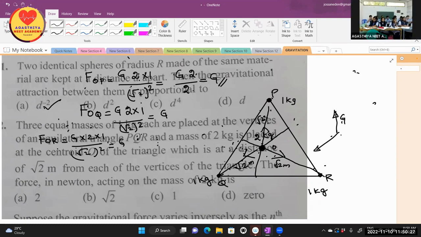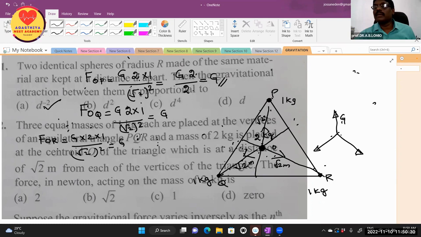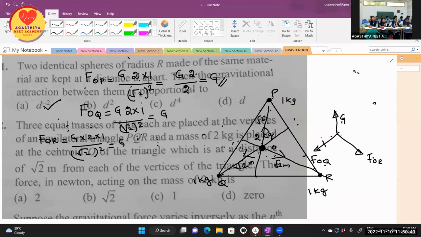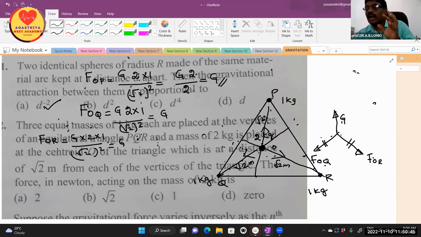These two forces are acting at an angle. This is OR. This one is OQ. These two forces are producing a horizontal component and a vertical component. Understand? Since the two forces are acting at an angle, they will produce a horizontal component and a vertical component. So this force will produce the horizontal component and vertical component.